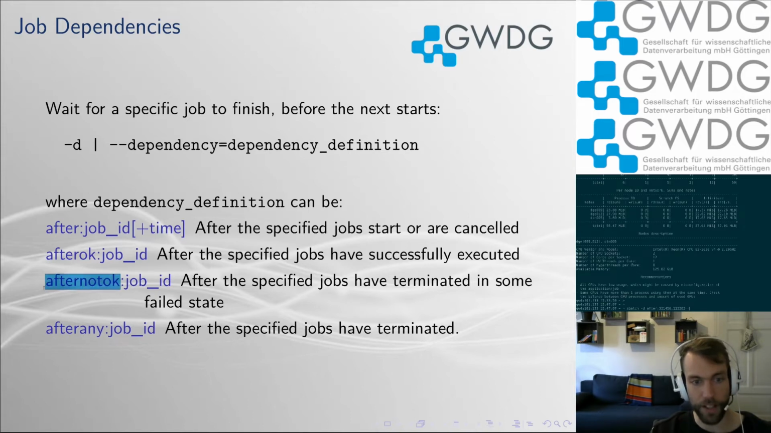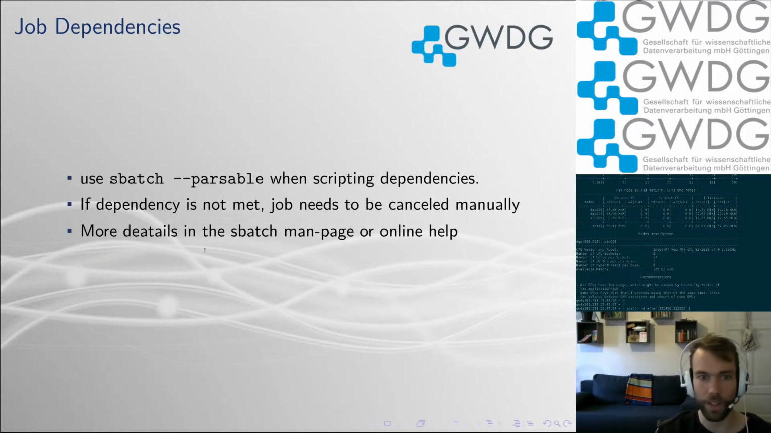Then after not OK is exactly the opposite. If it finished but terminated in some failed state, like out of memory or anything that isn't okay. And after any is essentially, I don't care. So it's finished, but I don't really care if it was successful or not. Just go for it. You can use sbatch dash dash parsable, which is quite helpful when scripting dependencies.